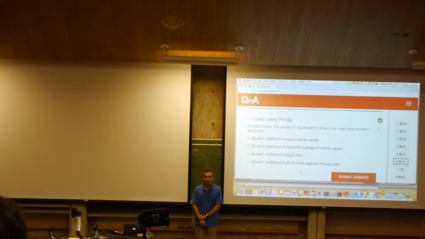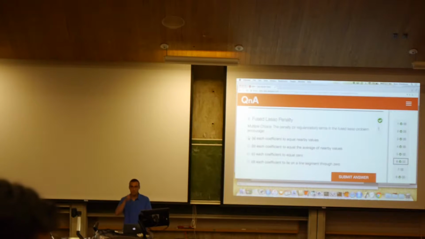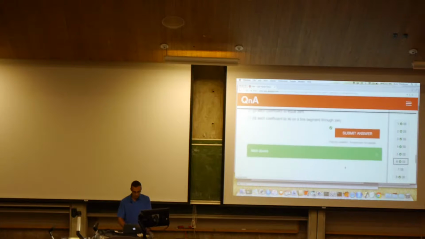What do you guys think? A, right. I mean, this was a bit vague, but in both the 2D and the 1D cases we had some definition of an ordering. Or in the 2D case, it was proximity, and we're penalizing differences across things that were adjacent. So this is what we meant by nearby values.